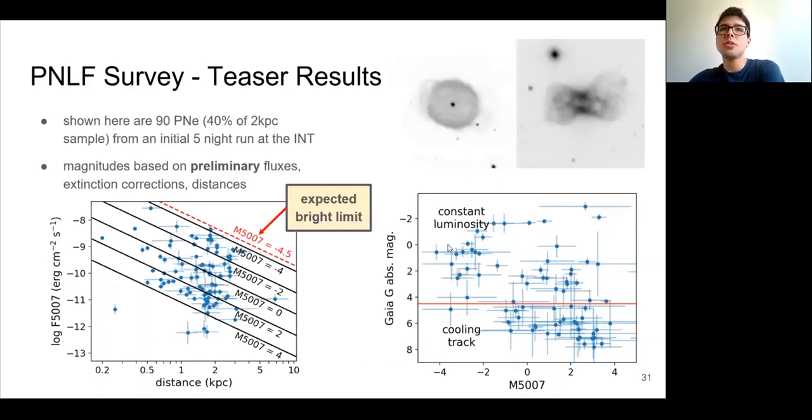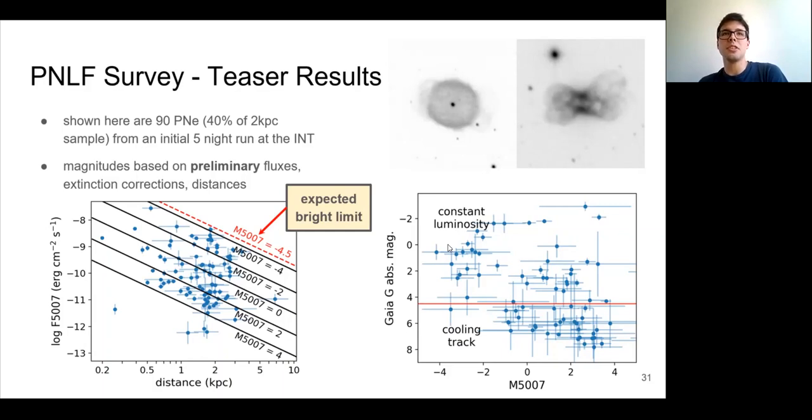And the sorts of results we hope to look at, so these are some objects from a run last autumn on the INT, relating their fluxes and distances. And then on the right, showing the OIII magnitudes versus the Gaia absolute magnitudes of the central stars, and using that as a proxy for the evolutionary state of the central star of the planetary nebula, plotted against the absolute magnitude in OIII.